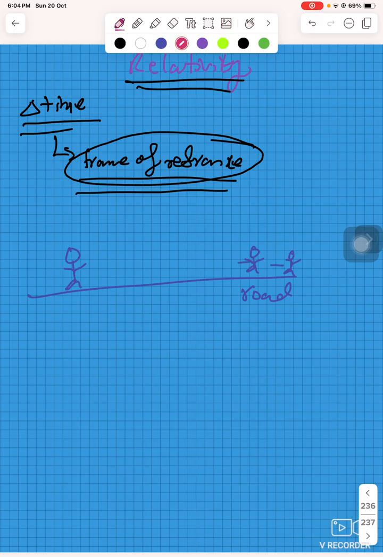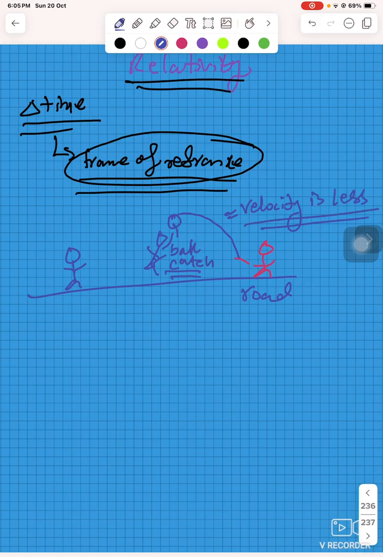Let's suppose not two players. There's one player, and he shoots a ball. So the ball will go up, and it will be caught again by a person. He jumps and catches the ball. Okay, caught. So this is happening when velocity is zero, or, I won't say zero, is less. I will tell you why I didn't say zero.